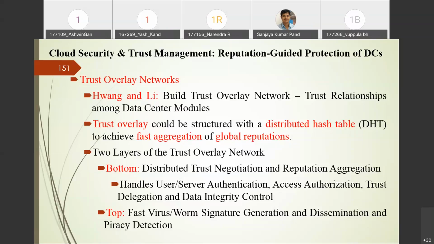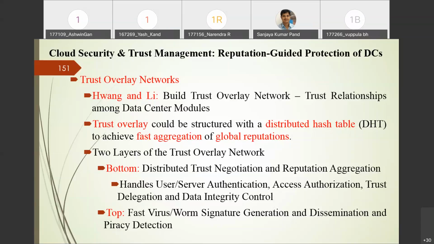And the trust overlay could be structured with a distributed hash table to achieve fast aggregation and double replication. So indexing is very much important, right? Because if you are going for multiple users, the users are very huge. So if you go for indexing, or if you are using a hash table, you can generate the hash and you can locate a particular data object, right? Otherwise, locating the data object is very difficult, right?